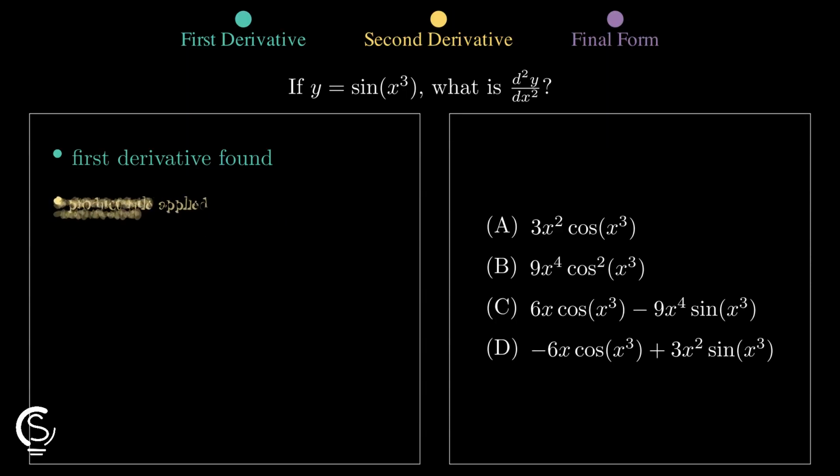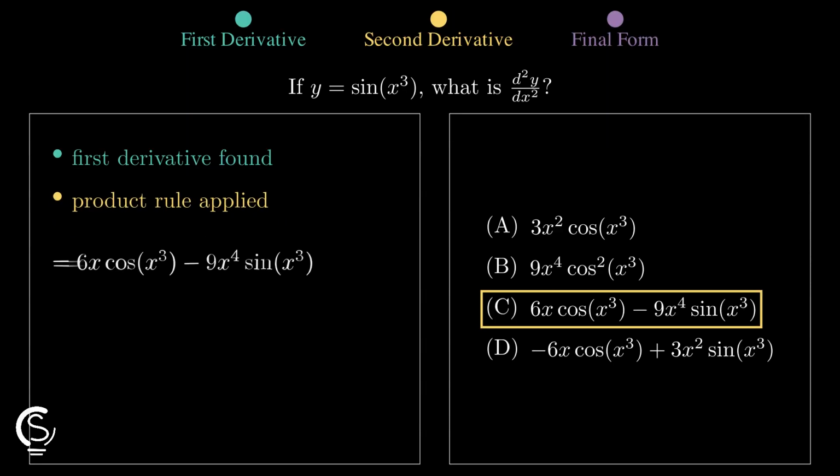Finally, multiply the terms inside the second part. 3x squared times negative 3x squared gives negative 9x to the fourth, matching our final result perfectly. That makes options.